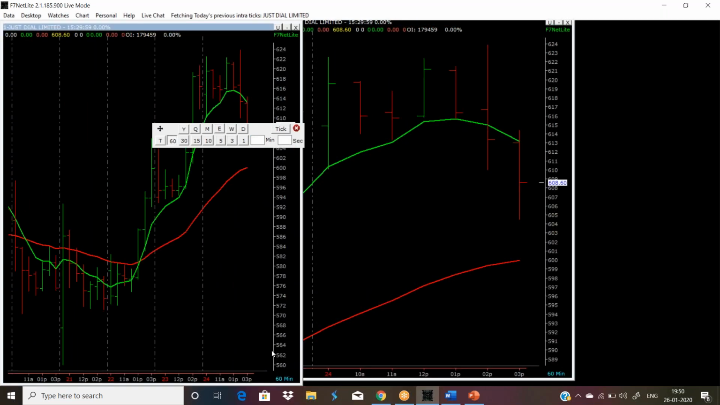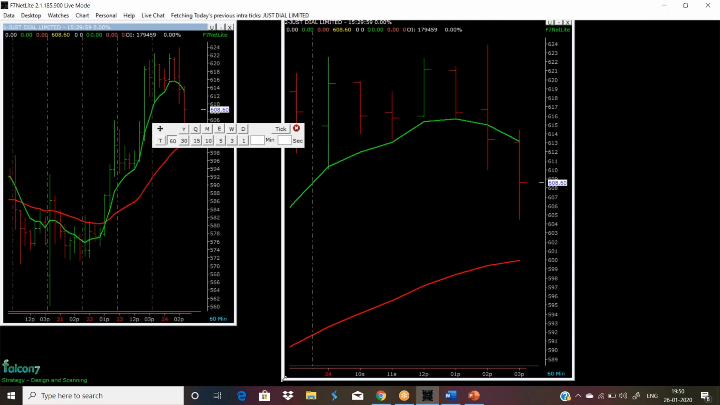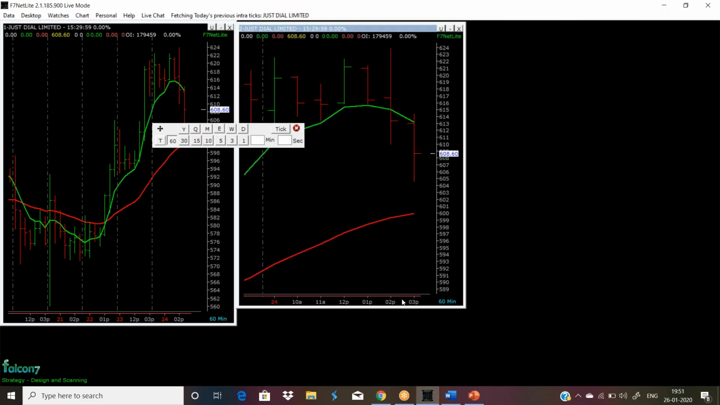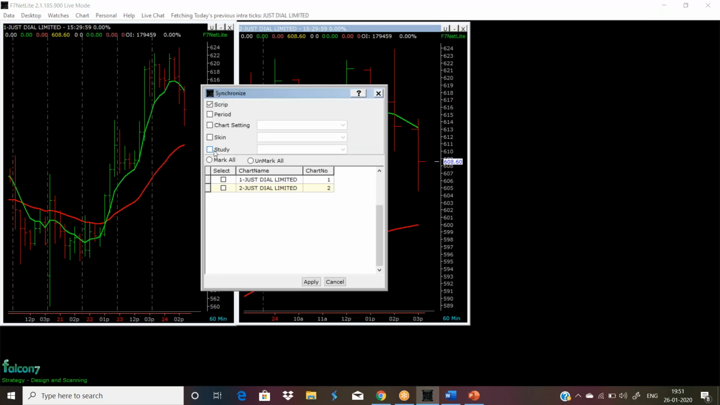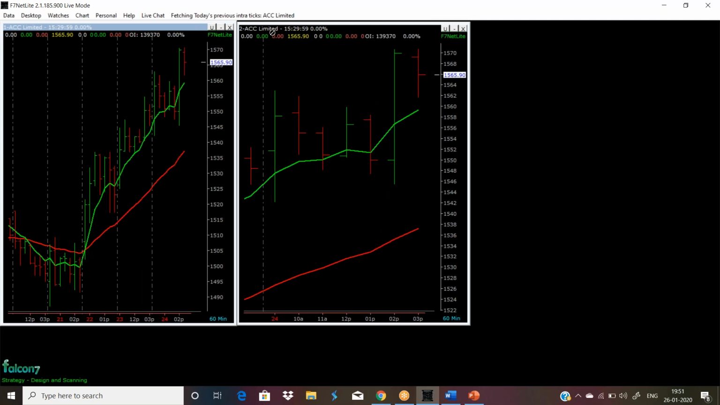I'll take two charts here. Can you see the charts? These are two charts I've arranged properly. I synchronize the charts so that when I change the script, I get the same script on both. Like now, if I take another script, ACC, both charts will be ACC. This is ACC, here is also ACC.